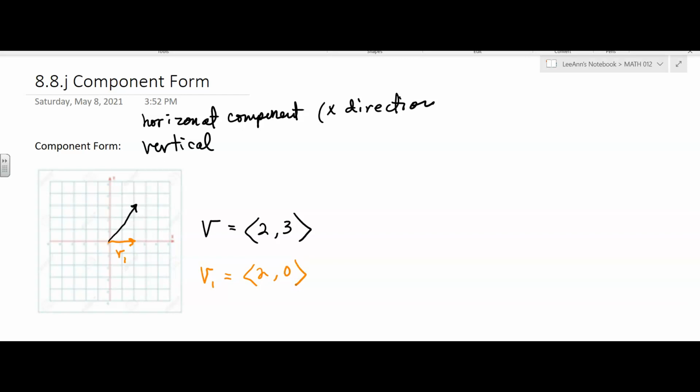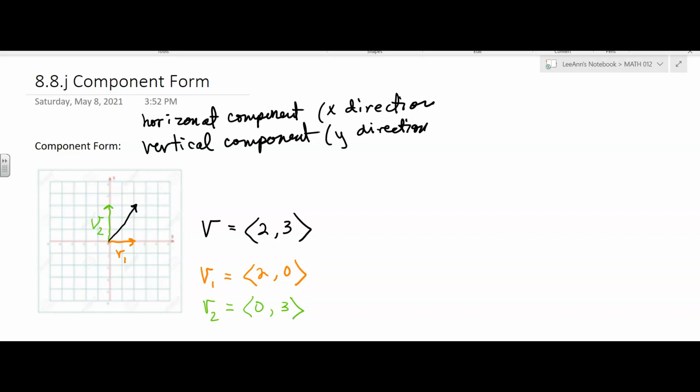And then the vertical component, that's going to be in the y direction. And so I'll use green, but it's talking about going from here and doing a vertical movement of 3. So you think about adding those vectors together, you would get that resultant vector v. Now we're going to call the green vector, the vertical one, v sub 2. And v sub 2 would equal 0, 3.